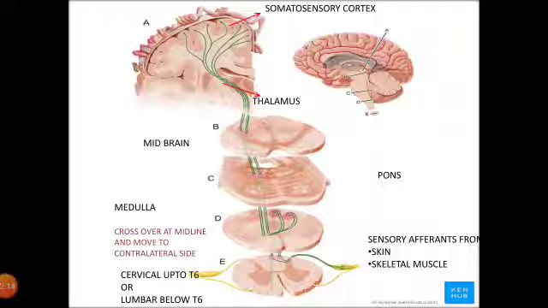Now proceeding towards the medial lemniscal pathway as a raw view. Then we will add some minor details in the further slides. First of all, we can see here the sensory afferents coming from two major organs, that is skin and skeletal muscle, via specialized mechanoreceptors and proprioceptors respectively.